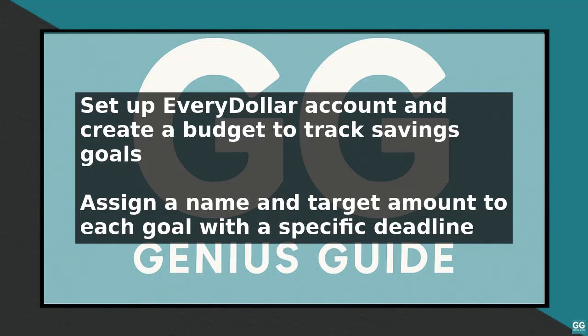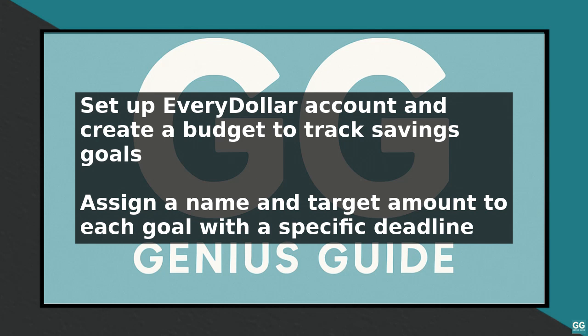To track EveryDollar savings goals, start by setting up your account and creating a budget. Log into your EveryDollar account and navigate to the Goals section, where you can set specific savings targets, such as building an emergency fund or paying off debt.